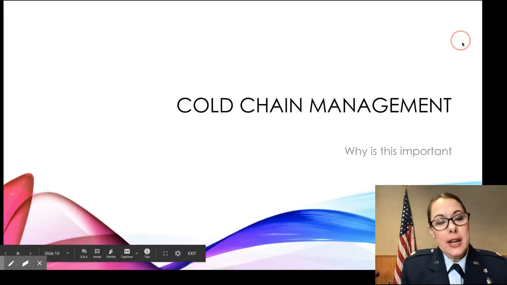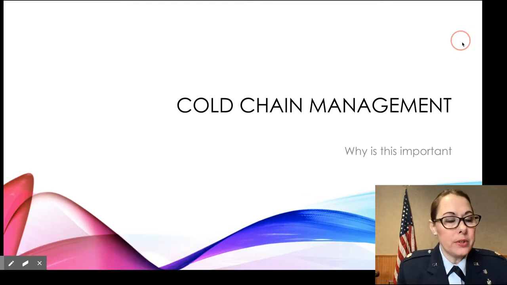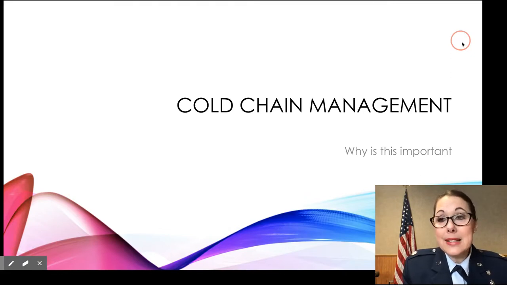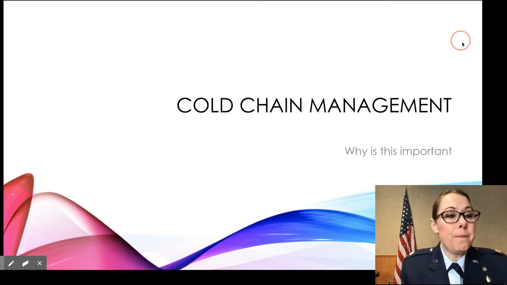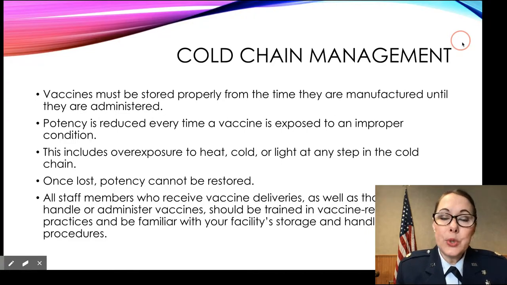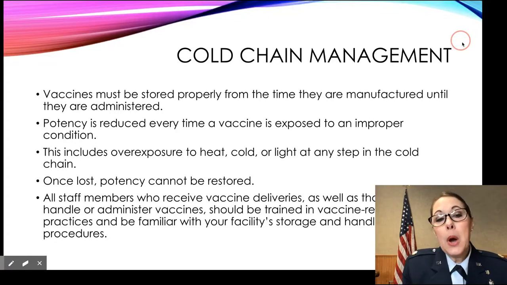What is cold chain management and why is it important? Cold chain management is maintaining storage and temperature requirements of various vaccinations. It's very important because vaccines are very expensive and you want to make sure that you're maintaining them at a proper temperature. Vaccines must be stored properly from the time they're manufactured until the time they're administered. Potency is reduced every time a vaccine is exposed to an improper condition.